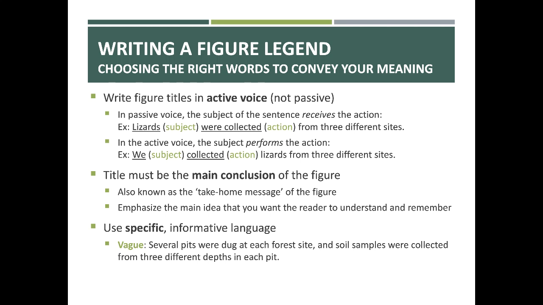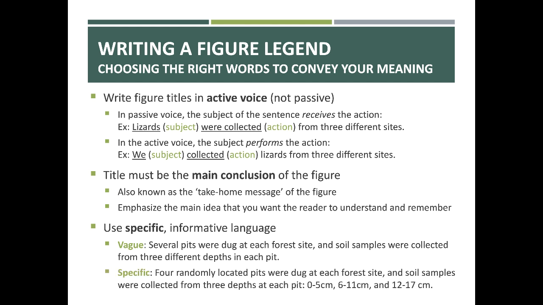So a better way to write this sentence to provide enough information to the reader is to say 4 randomly located pits. So here, you're not saying several, you're saying 4. Were dug at each forest site and soil samples were collected from 3 depths at each pit, and it tells you specifically what each depth was. So that provides the kind of specificity the reader would want to know.